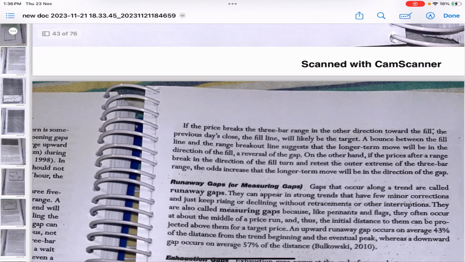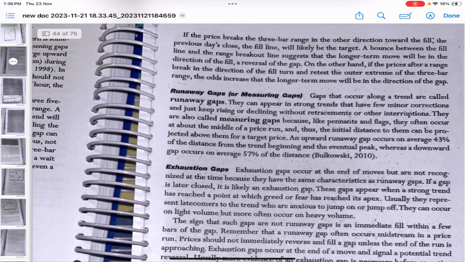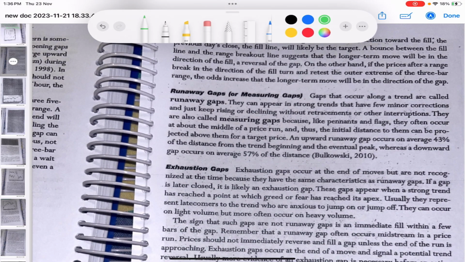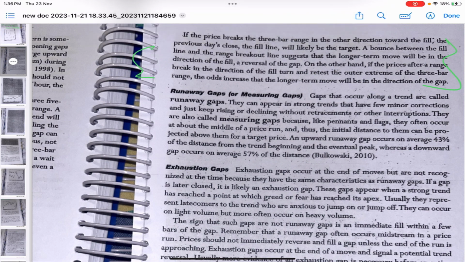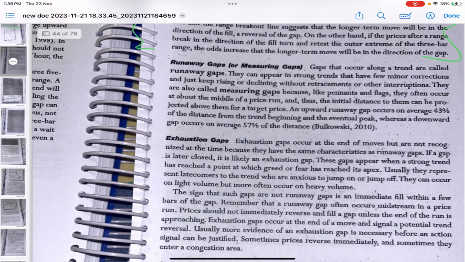This is what we've been seeing. You can read this, we've discussed this whole thing. Now we saw what are breakaway gaps, right? We know what breakaway gaps are. Now let's see what are runaway gaps. Breakaway gaps are those gaps which are the beginning of a trend, and runaway gaps are those gaps which occur along a trend.